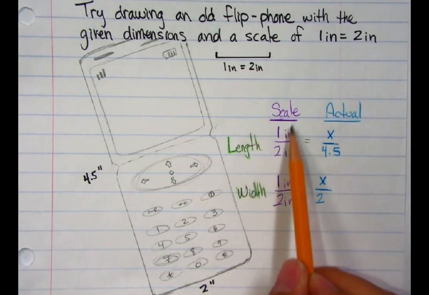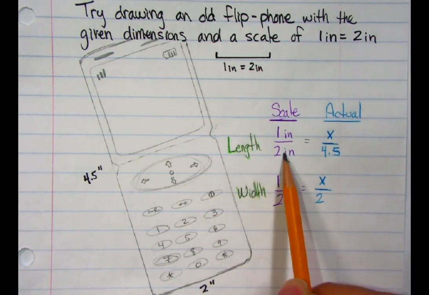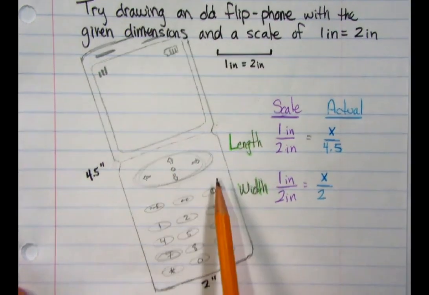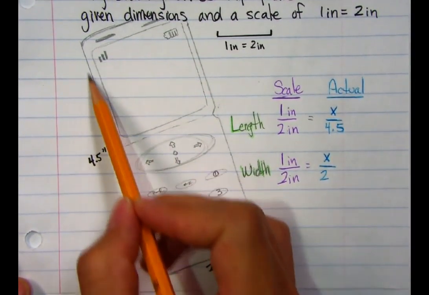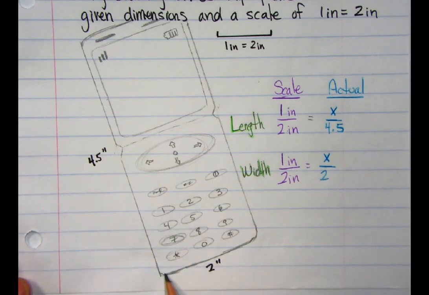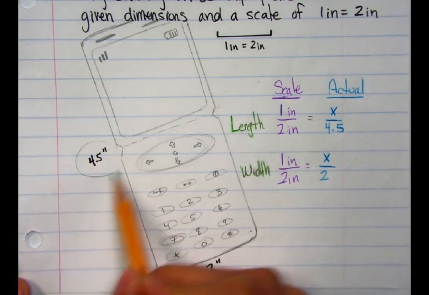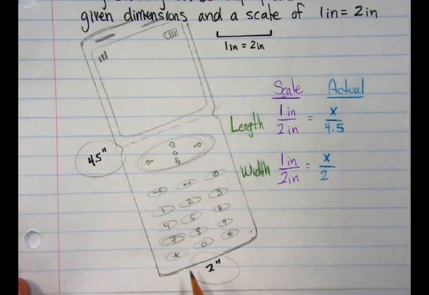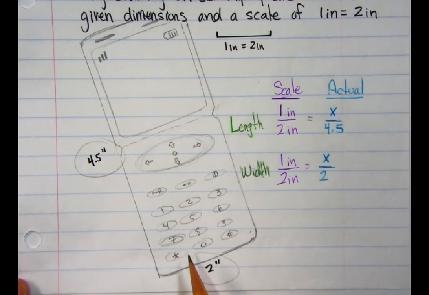And the scale I have is 1 inch to 2 inches. And the actual size, well, what I showed you here is that this phone is 4.5 inches tall and 2 inches across. So what I need to do is actually convert both of these one at a time to find out what my new measurements are.